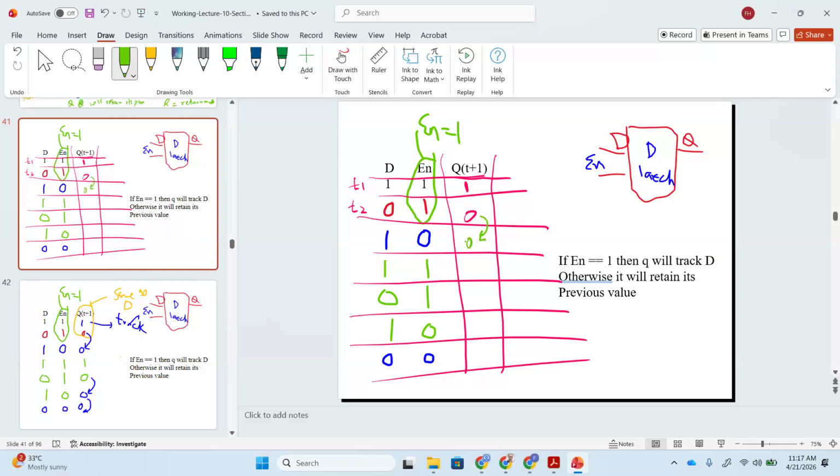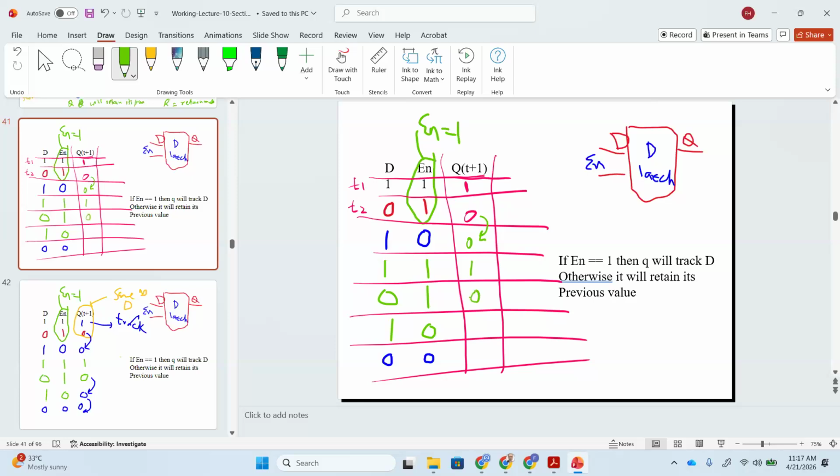0. Enable is 0. Now D is 1. Enable is 1. What will be the value of Q now? D is 1. And now enable is 1. So D is 0. So it's 0.